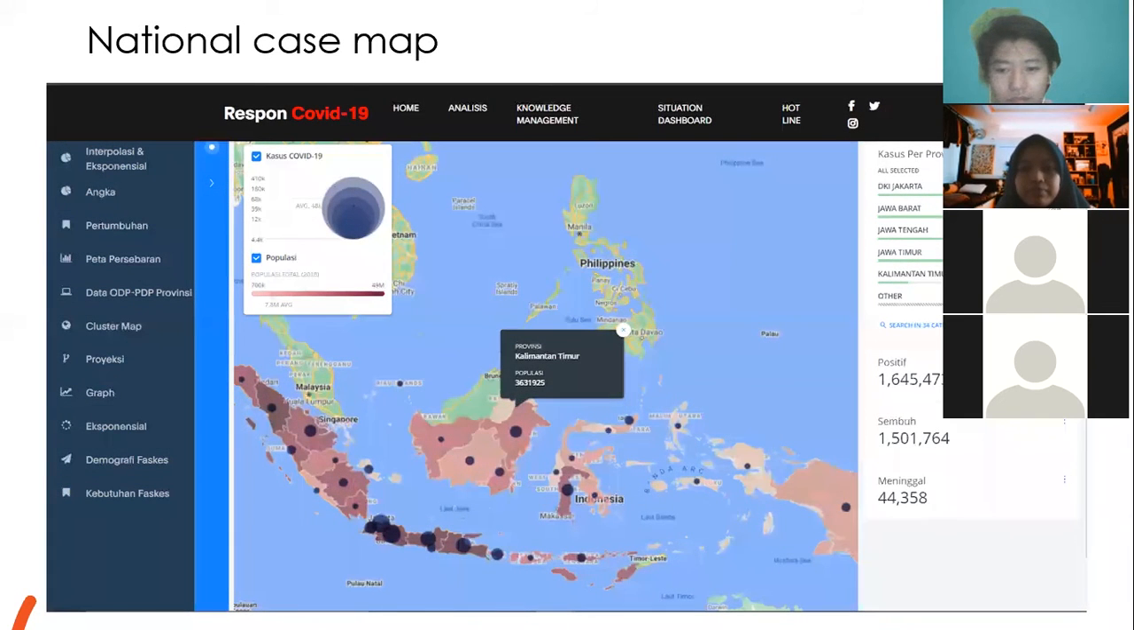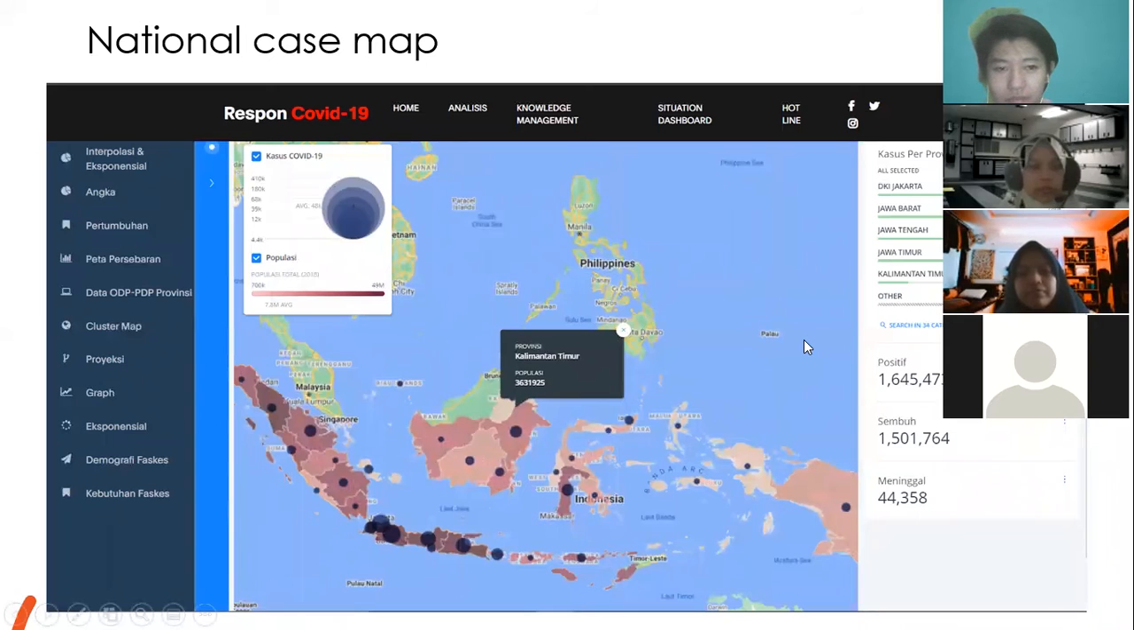Okay, here's a national scale case map. As you can see, the COVID-19 cases are all over Indonesia, and the picture shows the positive cases of COVID-19, cures from COVID-19, and the number of patients who died because of COVID-19. Okay, let's move on to the next slide.